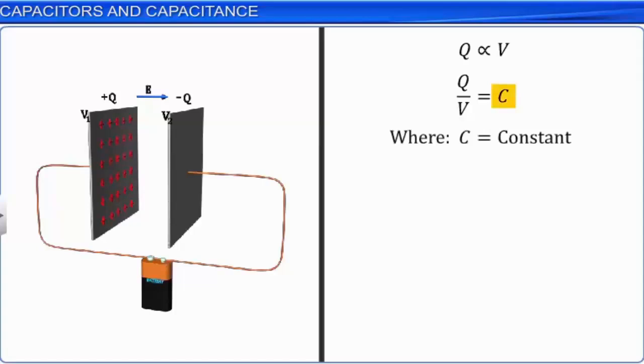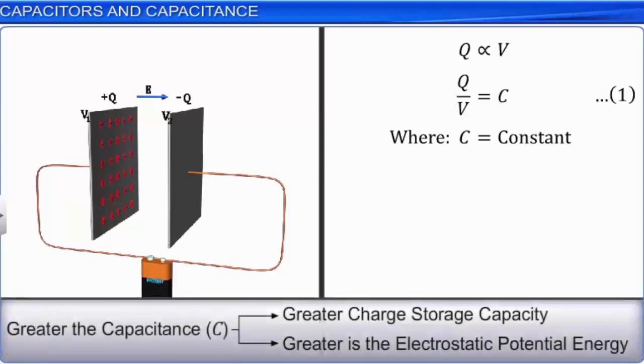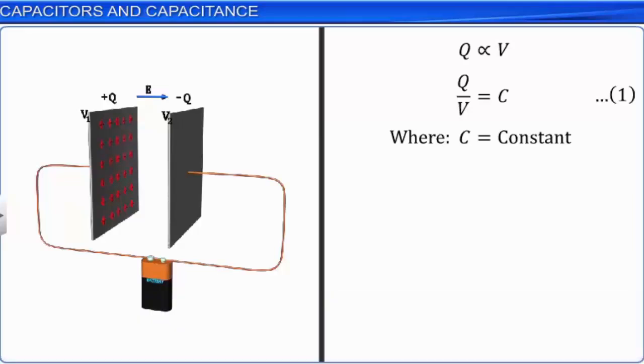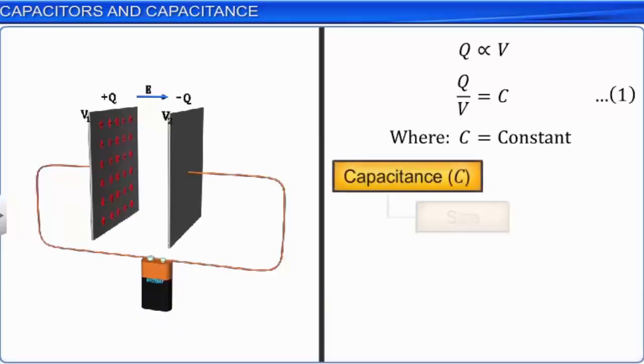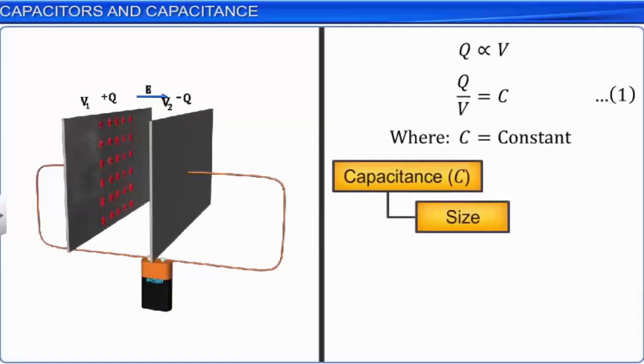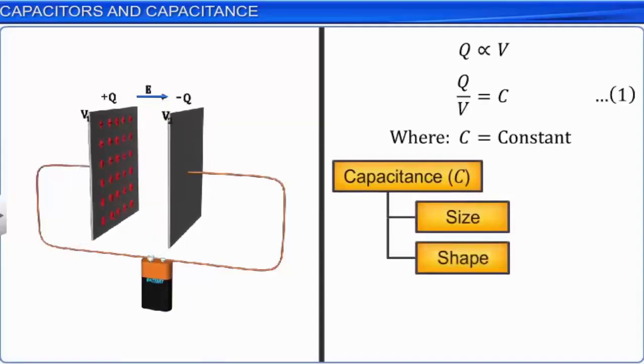Capacitance C of a capacitor is its ability to store electric charge. Greater the capacitance C of a capacitor, greater is the charge it can store, and hence greater is the electrostatic potential energy. The capacitance C depends on the size, shape, distance between the plates, and also the medium between the plates.